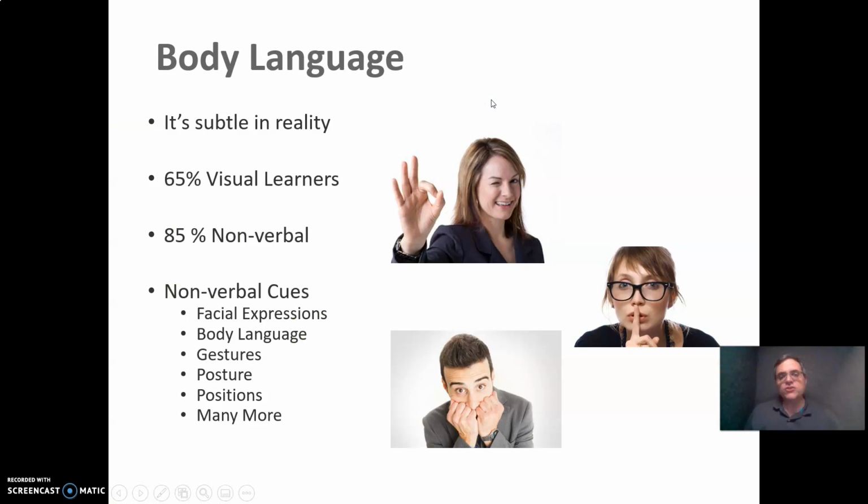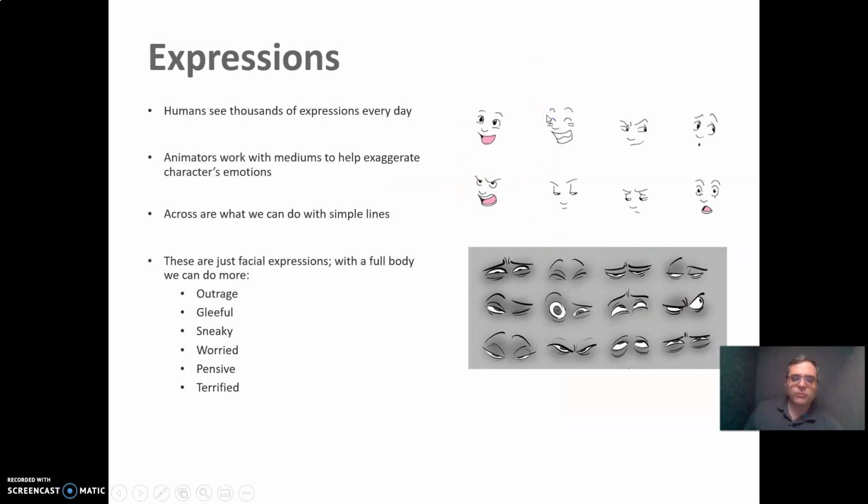So yeah, body language is really crucial because it's subtle in reality, and 65% of people are visual learners. So they learn visually. And surprisingly enough, 85% of communication is nonverbal. So it's usually based on facial expressions, body language, gestures, posture, positions, and so much more. Without body language, we really can't get that visual representation of expression. Now, expressions are mainly based upon facial animation or facial features, but you can add body movement to add much more detailed emotions.